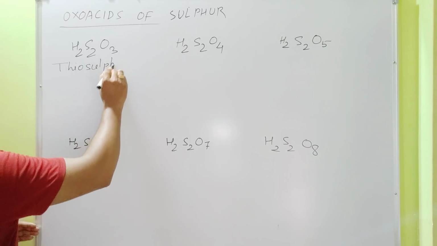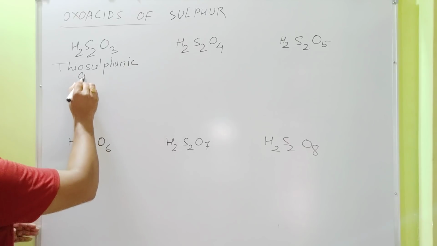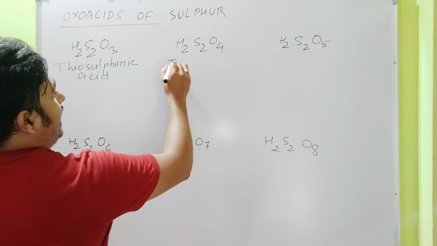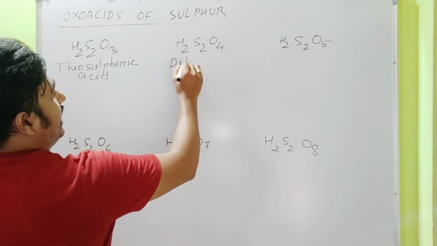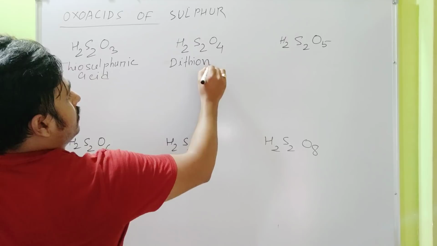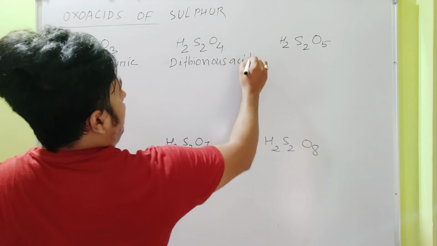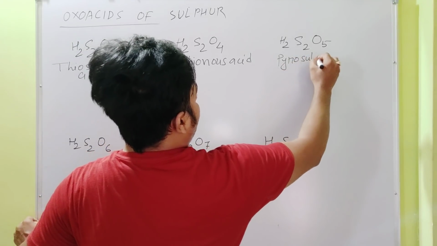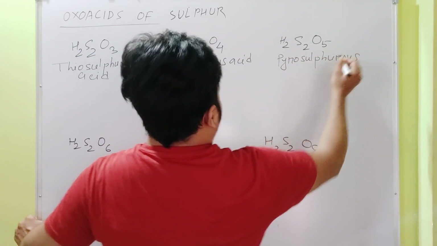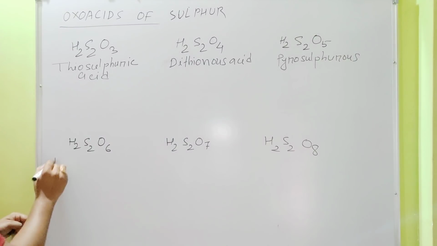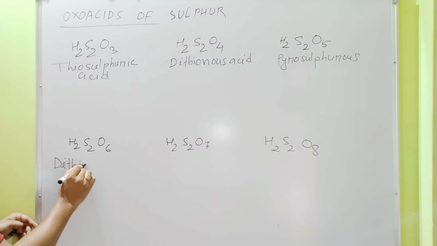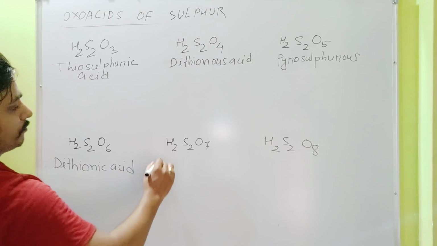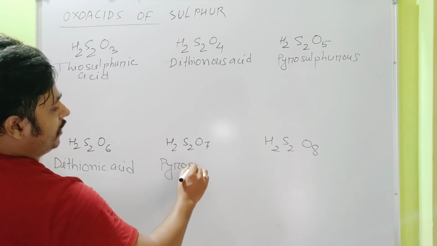thiosulfuric acid. Name of this compound is dithionous acid. Name of this compound is pyrosulfurous acid. Name of this compound is dithionic acid. Name of this compound is pyrosulfuric acid.